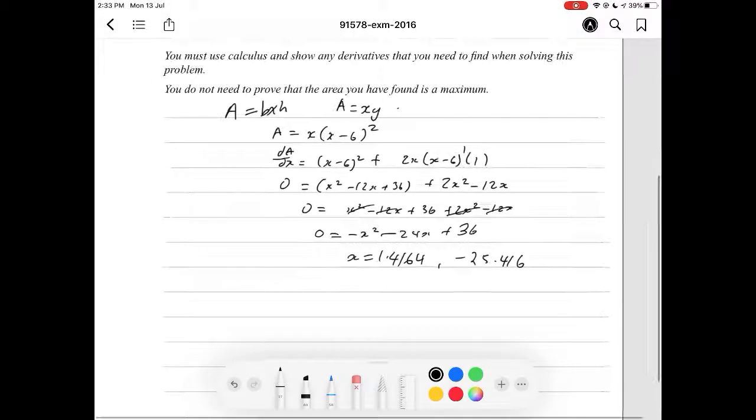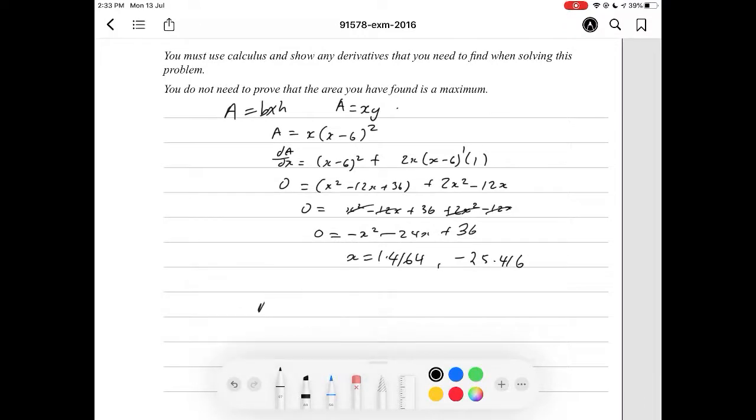And we need to find the maximum possible area, so we'll substitute that back in. So we'll substitute A equals 1.4164 multiplied by (1.4164 minus 6) squared. Because we know that x cannot be negative, so we can say x is greater than 0. Therefore, x is not equal to negative 25.416.